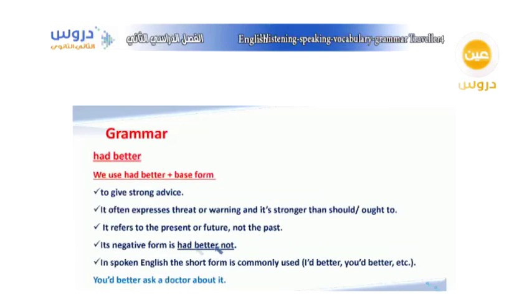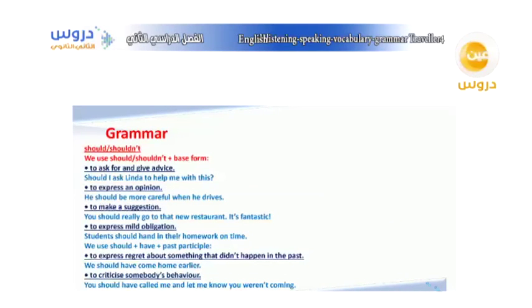And its negative form is had better not. So you had better not smoke. You had better not walk barefoot. And also in spoken English, the short form is commonly used, I'd better. So be careful. This is I had better. It's not I would better. I had better, you had better, and so on. And this is some kind of abbreviation for had better.